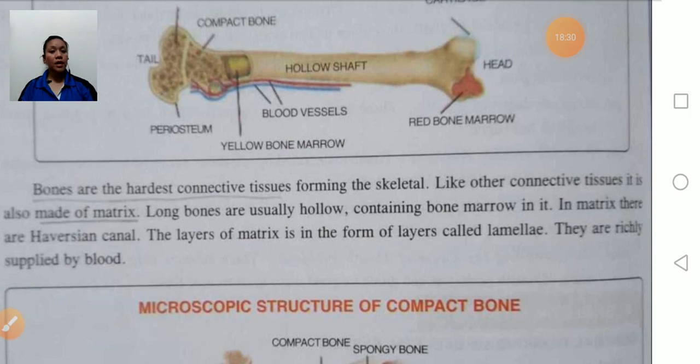Bone is the hardest connective tissue forming the skeletal system. Like other connective tissue, it is made of matrix. Long bones are usually hollow; internally they are hollow, containing bone marrow.